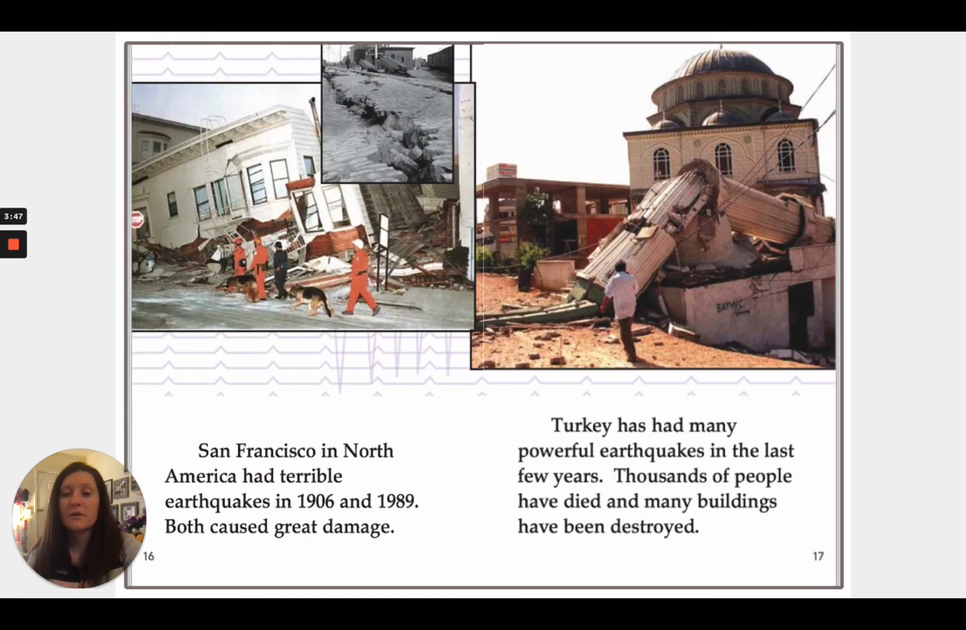San Francisco in North America had terrible earthquakes in 1906 and 1989. Both caused great damage. Turkey has had many powerful earthquakes in the last few years. Thousands of people have died and many buildings have been destroyed.